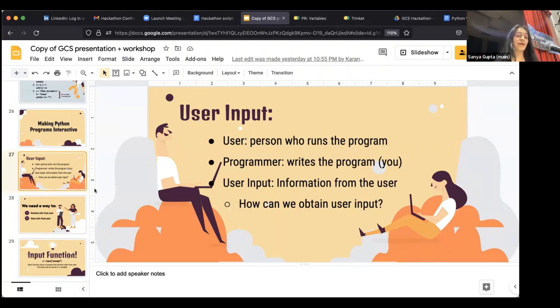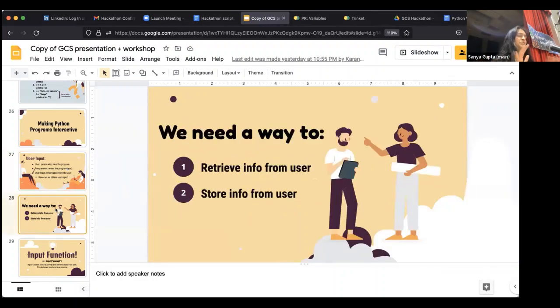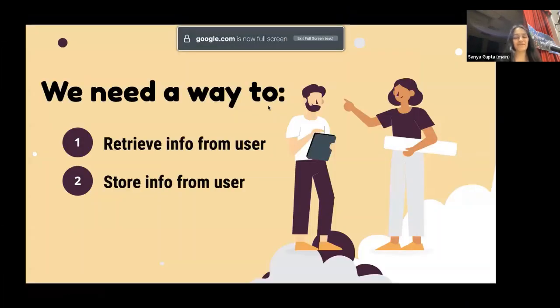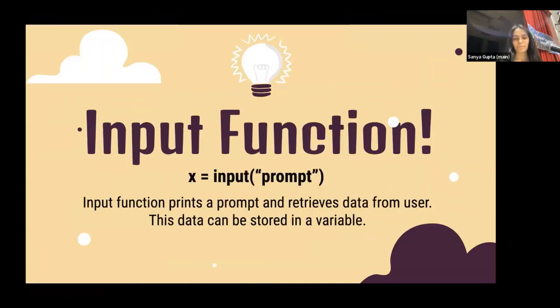If we are asking for user input, that means that we are getting information from the user. So now our question is, how can we obtain user input? You'll understand user input better when we actually go through our first example. Right now we need a way to get the info from the user and also store the info. So that brings in the input function.